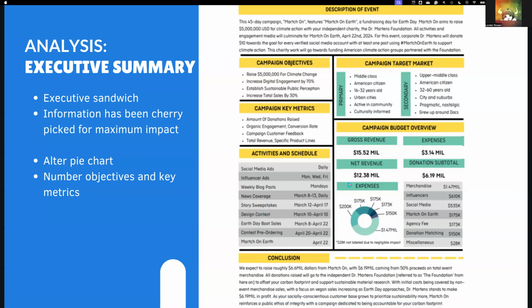Some things I would change here. I would number the objectives and the key metrics so that it's clear which goes to which. I mean, it's clear right now, but it would have just made it a little bit more clear. Additionally, I hate the pie chart. I think it looks unprofessional. I would have tweaked it a little bit.